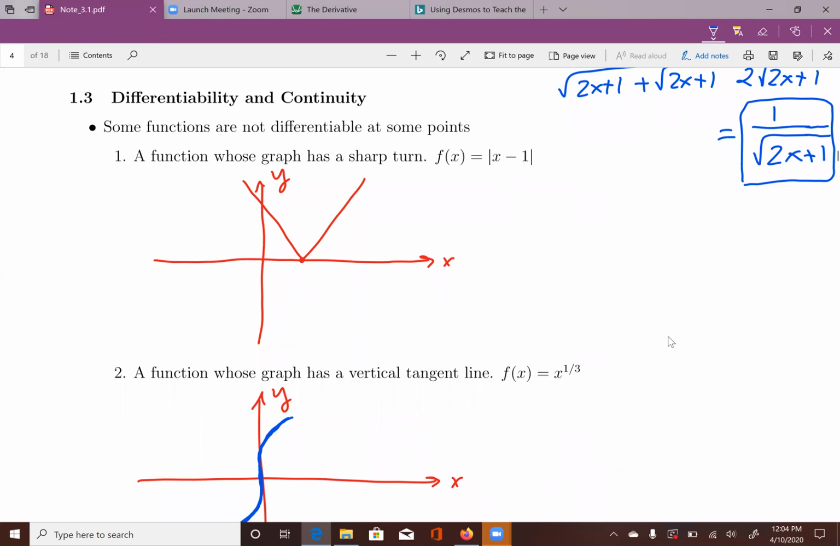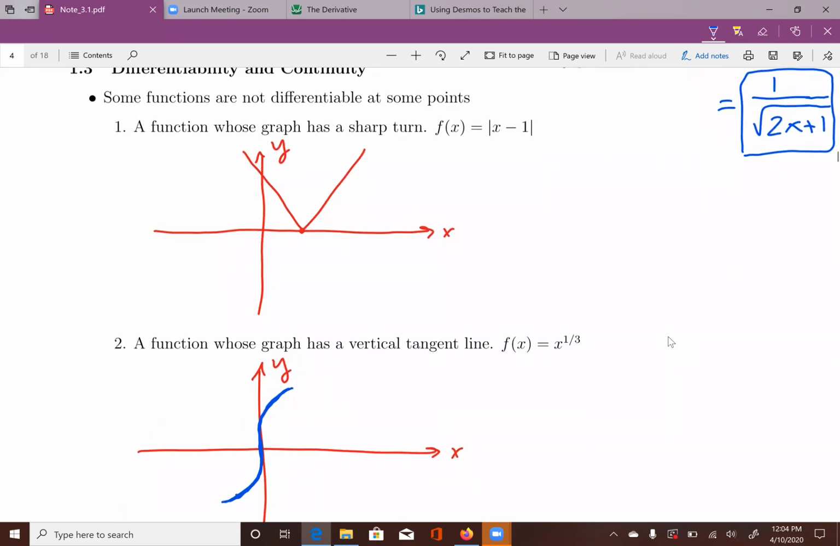Next, we're going to discuss the relation between differentiability and continuity. So there are some functions that are not differentiable at some particular point. For an example, even though the function is continuous at that point, it's still not differentiable at some special points. All right, first, when you have functions whose graph has a sharp turn, like this function, absolute value functions.